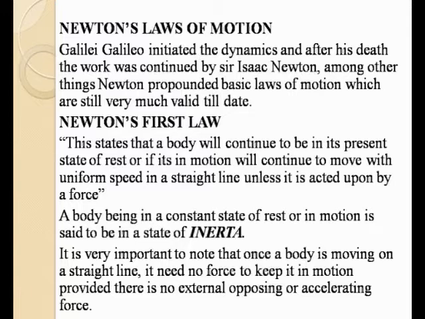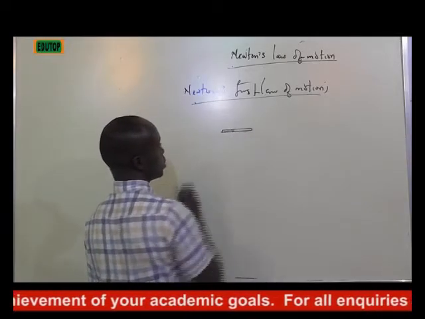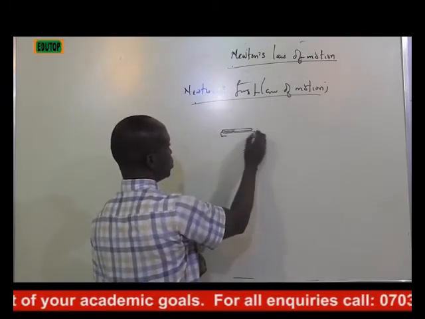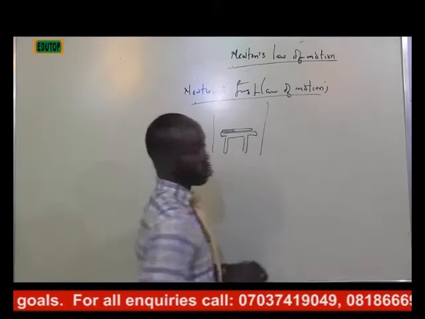Now, let's start. Newton's first law of motion. This law says that a body will continue to be in its present state of rest, or if it's in motion, it will continue to move with uniform speed in a straight line unless an external force acts on it. Let me put it another way. You have this body here. Let's say this is a pen. This pen is on this table. Are we getting it?